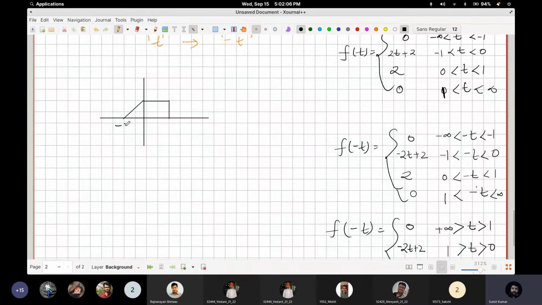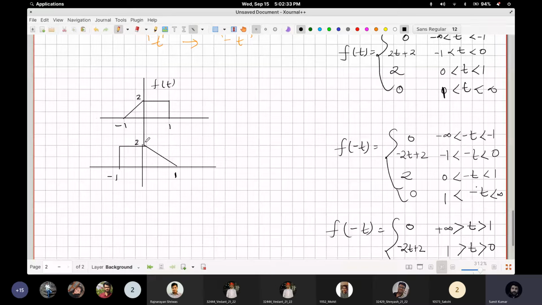Okay, from -1 to 1, and this value was 2, so this is f of t, and now we are going to plot, sorry, f of -t, so that is going to be like this. Okay, and here it is going to be like this, and 1, so this becomes 1 now, and this becomes -1 now. Okay, so I hope that this is clear.